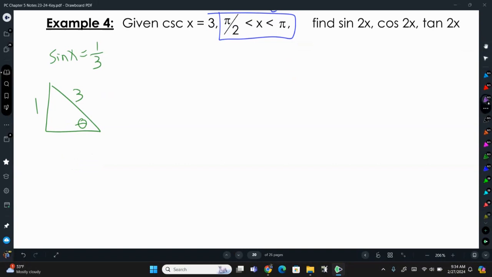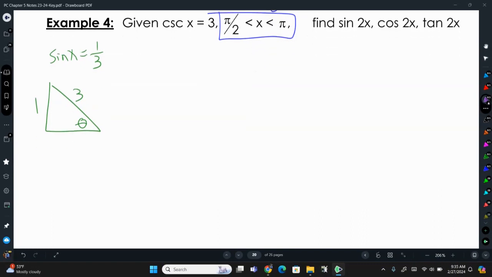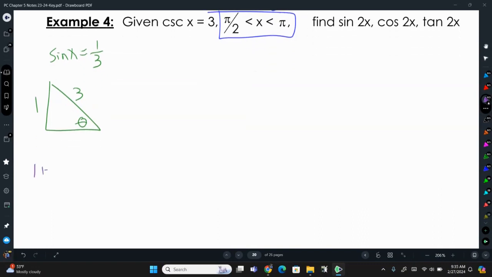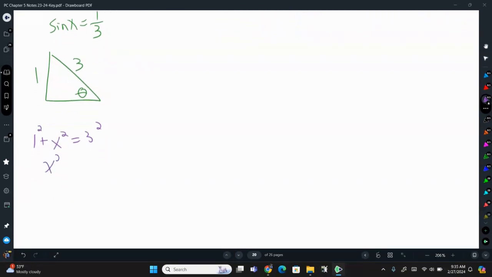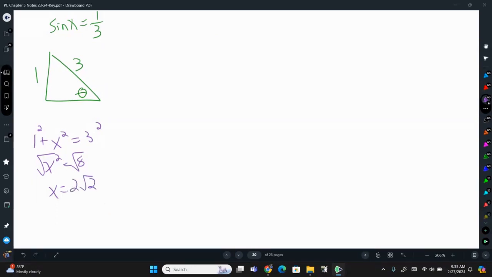We need to find that side. Now you may ask, why do we need to do that? Well, because we're asked to find the sine of 2x, cosine 2x, and tangent of 2x. So it's a good idea to have all of our side lengths. So we have 1 squared plus x squared equals 3 squared. So x squared equals 8. Square root both sides. We get x equals the square root of 2 times 2. Or let's write this as 2 times the square root of 2.